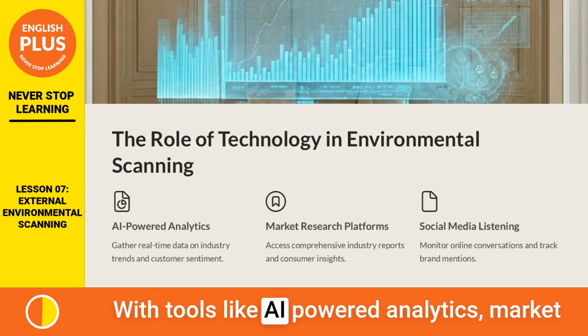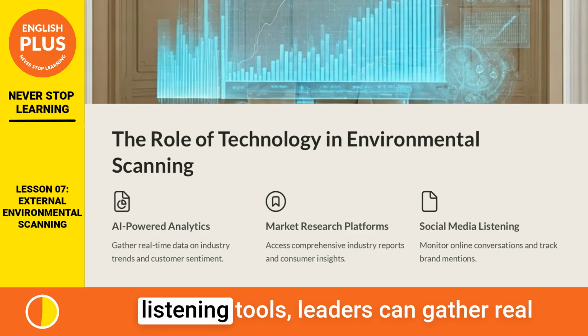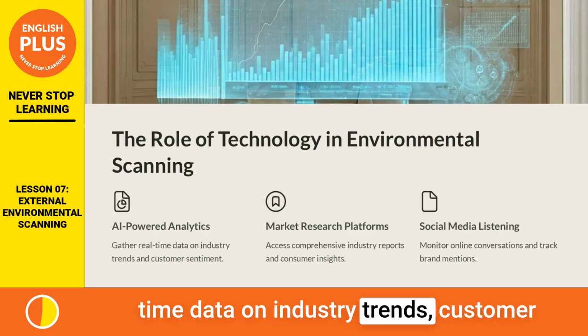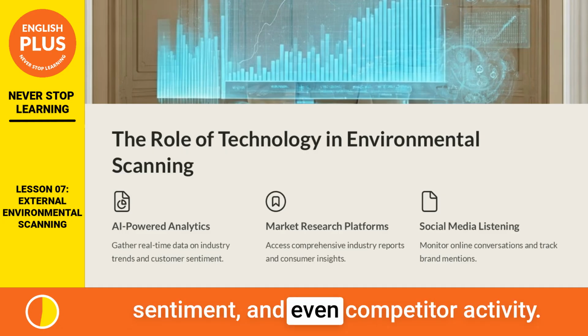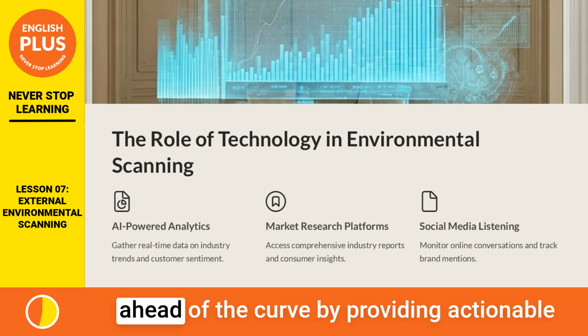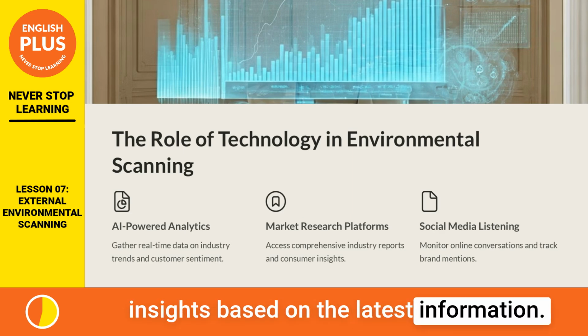With tools like AI-powered analytics, market research platforms, and social media listening tools, leaders can gather real-time data on industry trends, customer sentiment, and even competitor activity. These tools help vigilant leaders stay ahead of the curve by providing actionable insights based on the latest information.